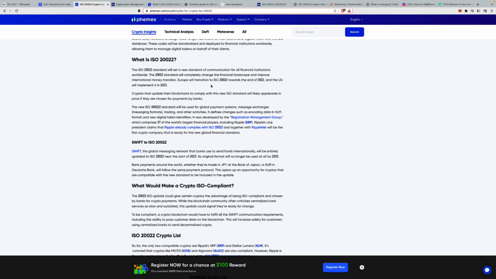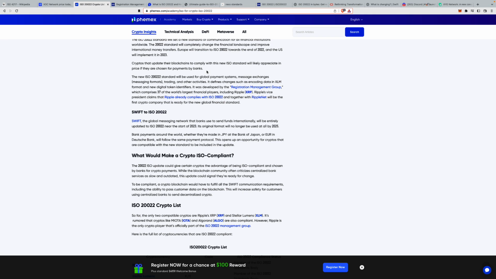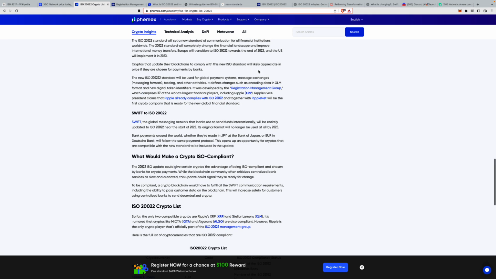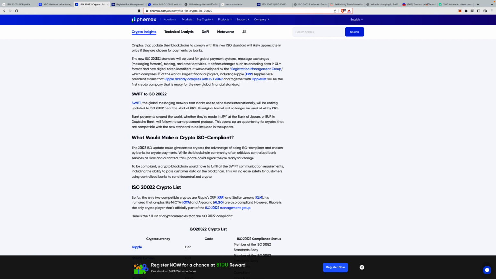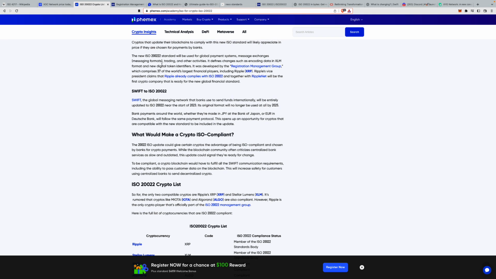Europe will transition to ISO towards the end of 2022, and the US will implement it in 2023. Cryptos that update their blockchains to comply with this new standard will likely appreciate in price if they are chosen for payments by banks. The new ISO standard will be used for global payment systems, message exchanges, which is the messaging format, trading, and other activities. It defines changes such as encoding data in XML format and new digital token identifiers.